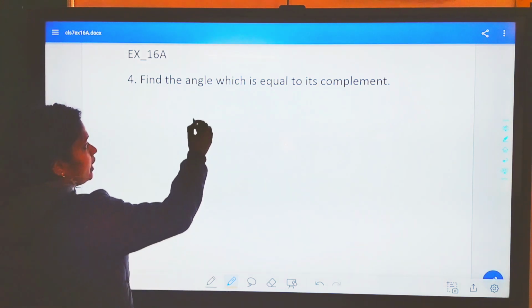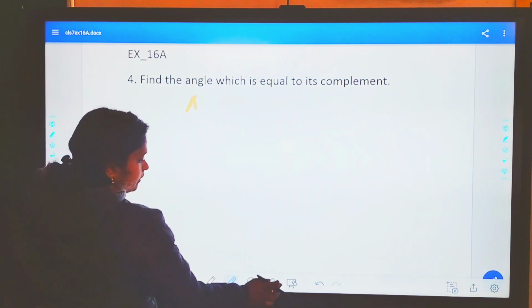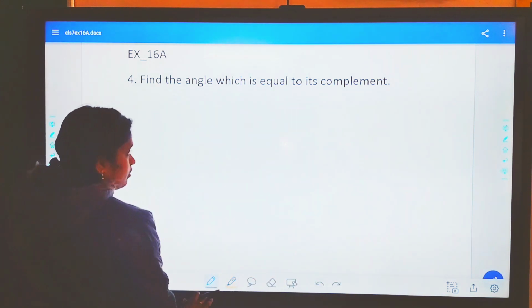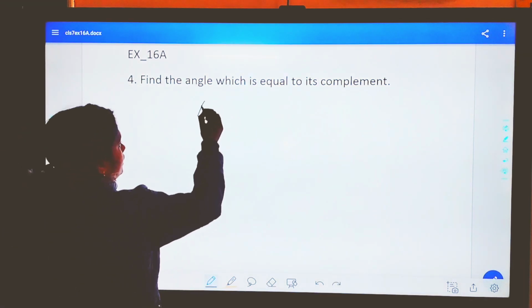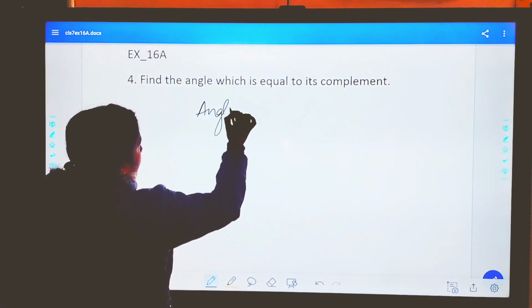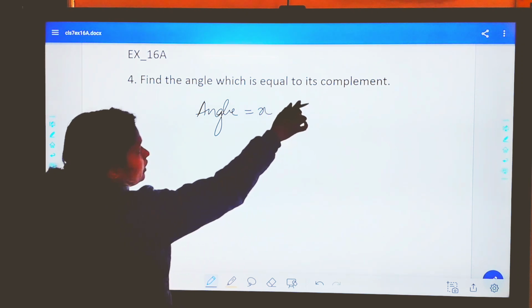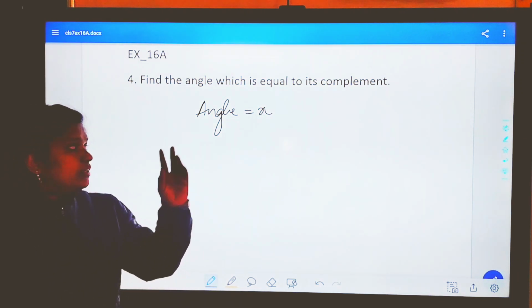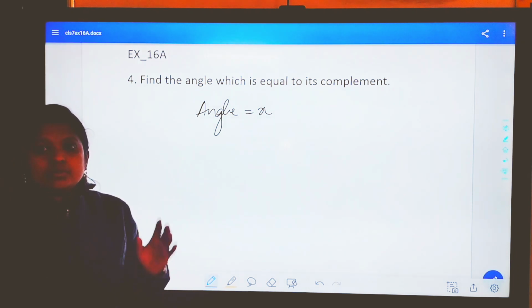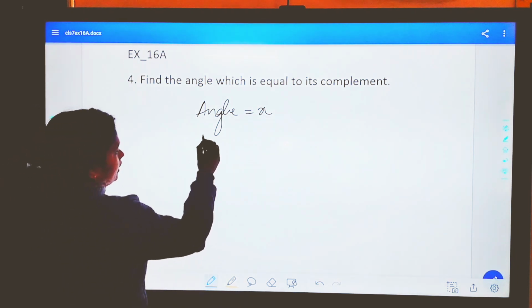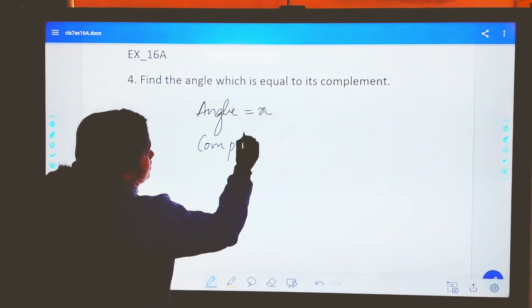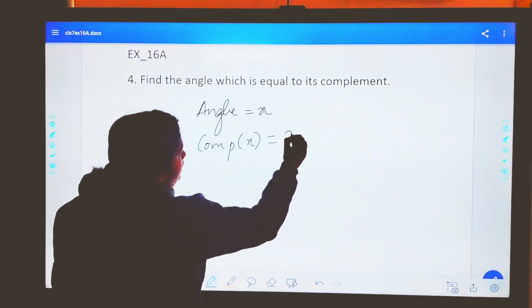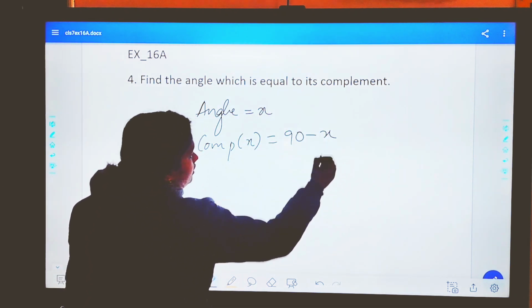Here we don't know the angle, right? So write angle is equal to x. So we know what a complement is. If two angles are complementary, then the sum of their measures is equal to 90 degrees. So we can write the complement of x is equal to 90 minus x.